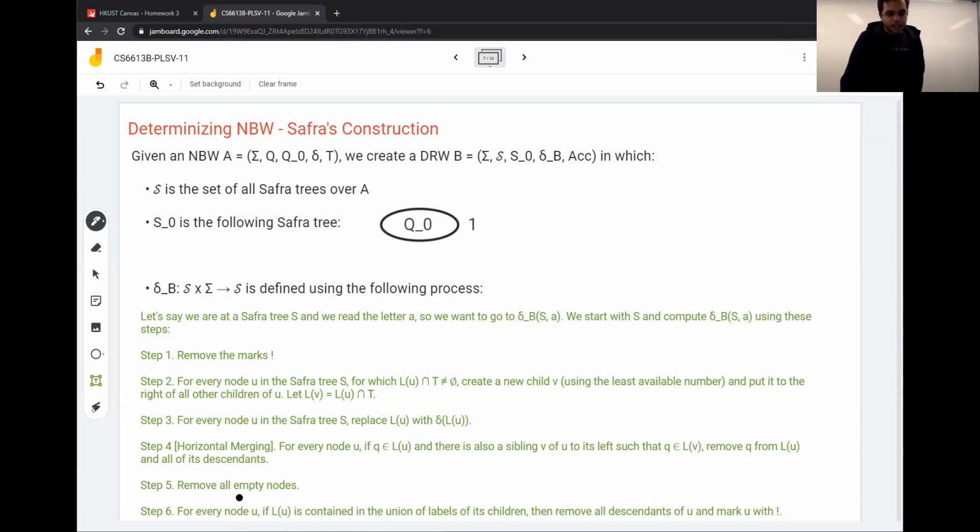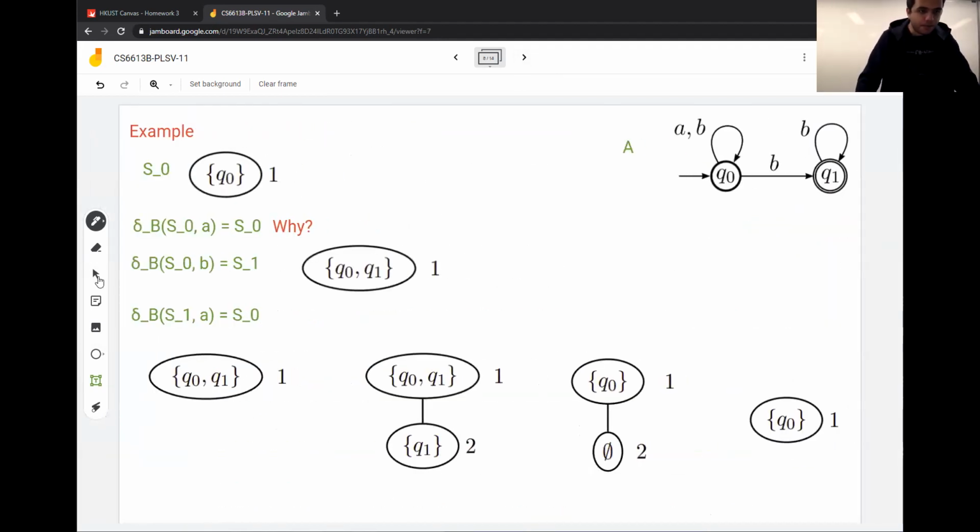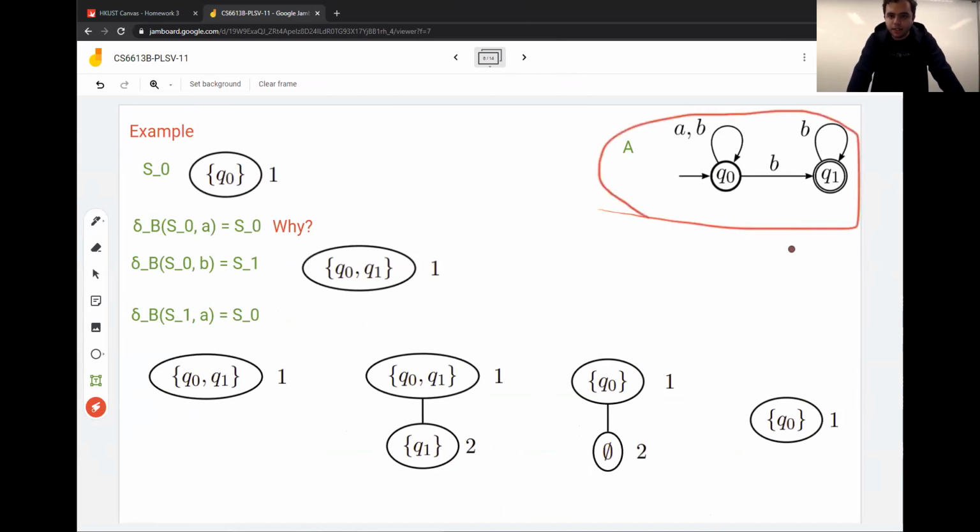But note that in the next transition, in step 1, we will again get rid of the mark, because that was step 1. These whole 6 steps are just for one transition from one Safra tree to another Safra tree. Okay, so here's an example. I know this was quite confusing, but let's go through the example now. So let's say that we have this favorite automaton of ours that we see over and over again, and we want to create these Safra trees over it.